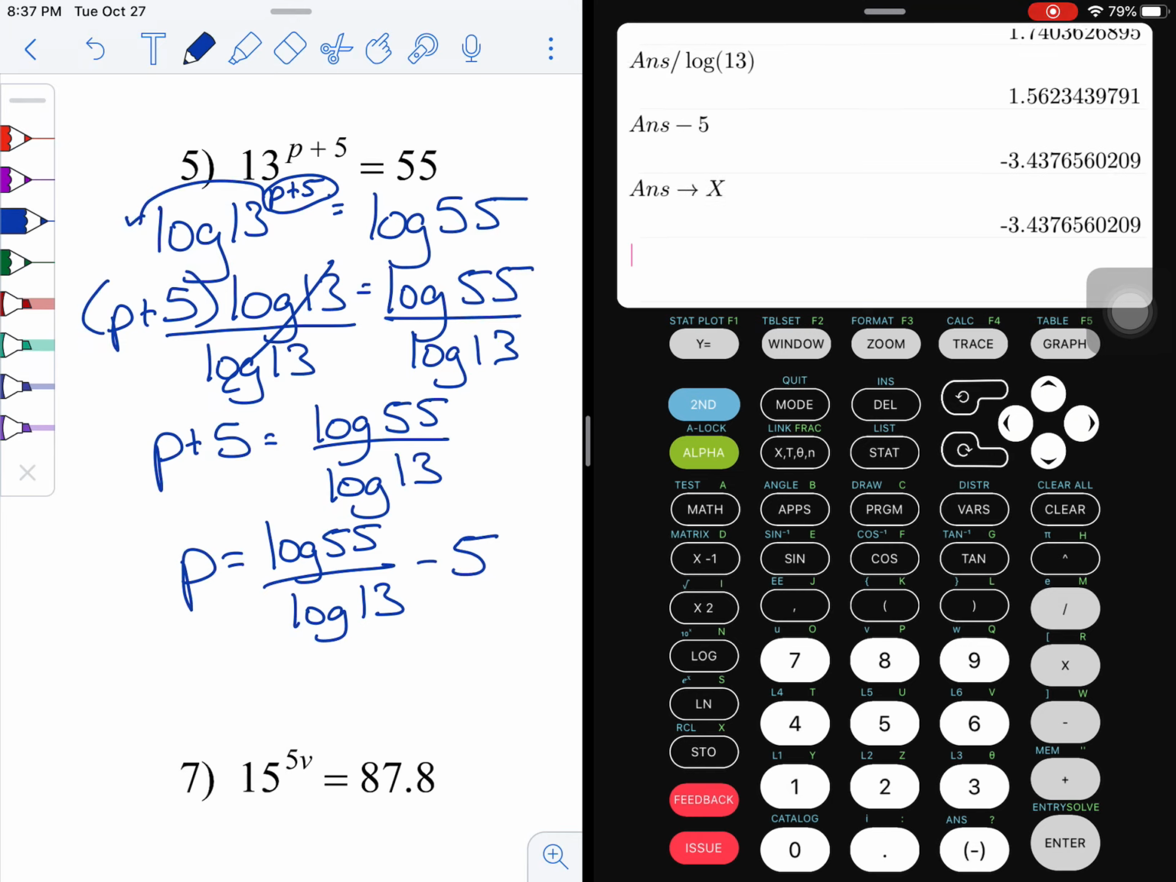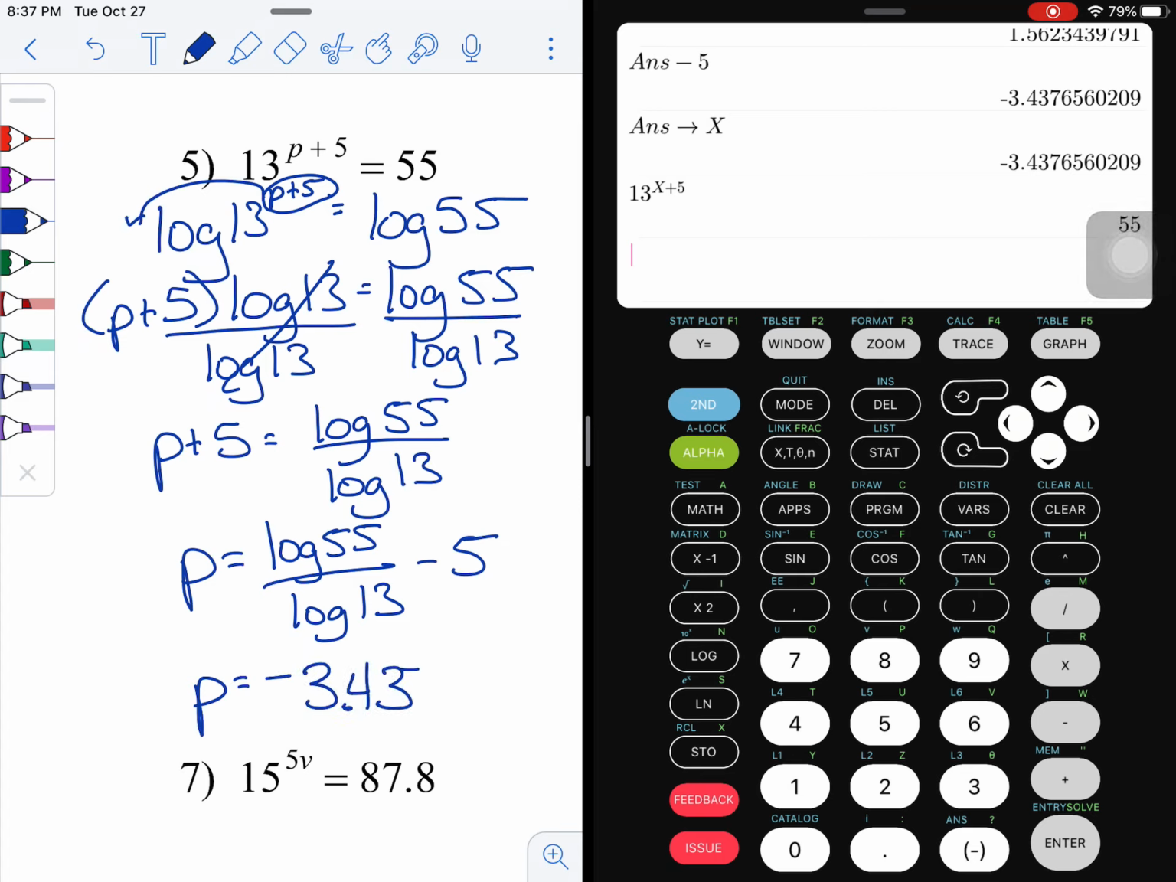What I do know I'm going to do is now store that in X, and I'm going to test it. If I can prove to myself that I'm getting the right answer, which this 55 matches that 55, I've just proven that this is the right answer. I like to do that. And it didn't take me very long. So negative 3.437, and the 5 would round up to 7.